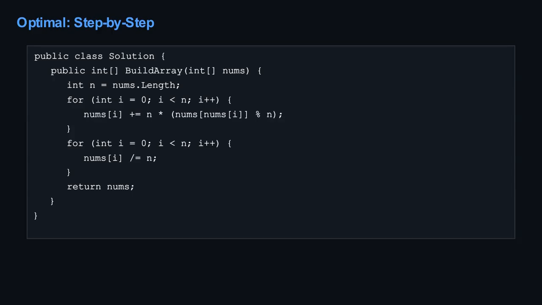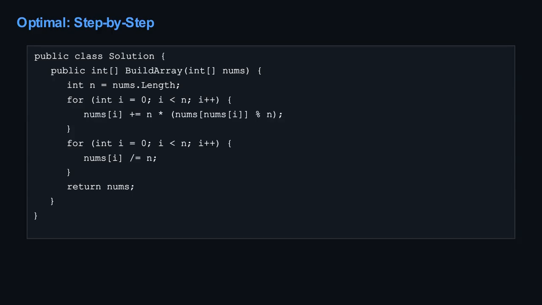For i equals 1, nums[1] is 2. nums[nums[1]] is nums[2], which is 1. We update nums[1] to 2 plus 6 times (1 modulo 6), which becomes 8. We continue this for all elements. After the first loop, the array will contain encoded values.